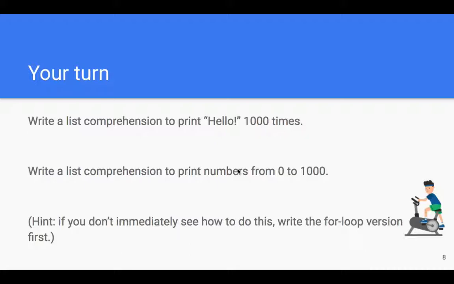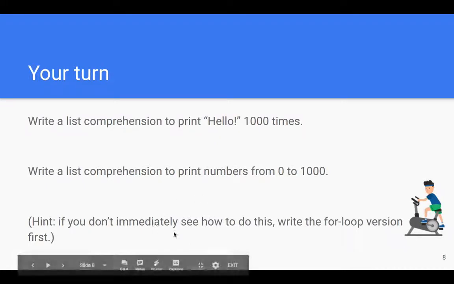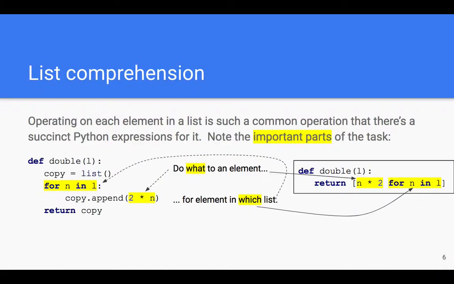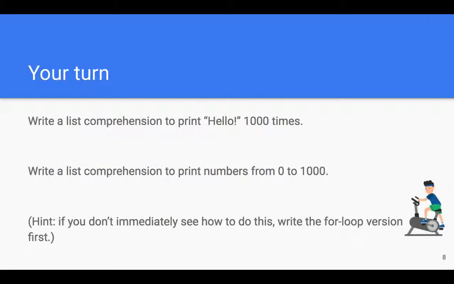One hint, if you're still scratching your head about how to approach this, is you might want to write a for loop version for these problems first, which should then be very easy, right? And then go through what I show here: figure out what you want to do, and then basically put the for loop in the second half of the list comprehension. Okay, so give this a try.